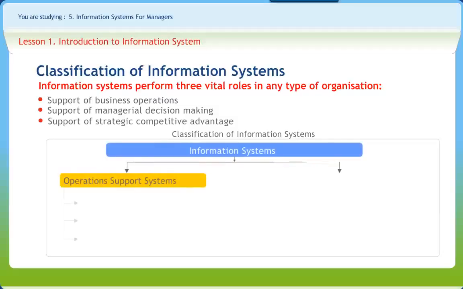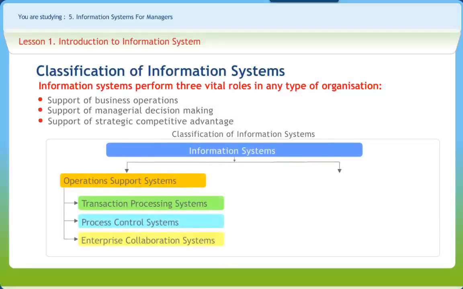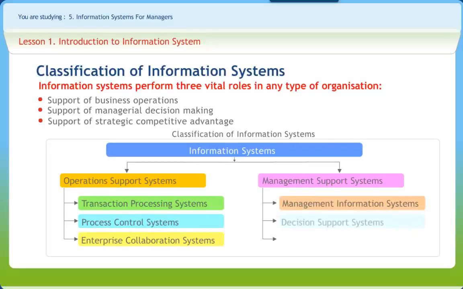Information systems can be classified in several ways. They could be classified by the specific organizational function they serve, by organizational levels they support, or by the support they provide. Information systems can therefore be classified into two major groups: operational support systems and management support systems. This classification highlights the major roles the information system plays in the operations and management of a business. The figure depicts this classification.